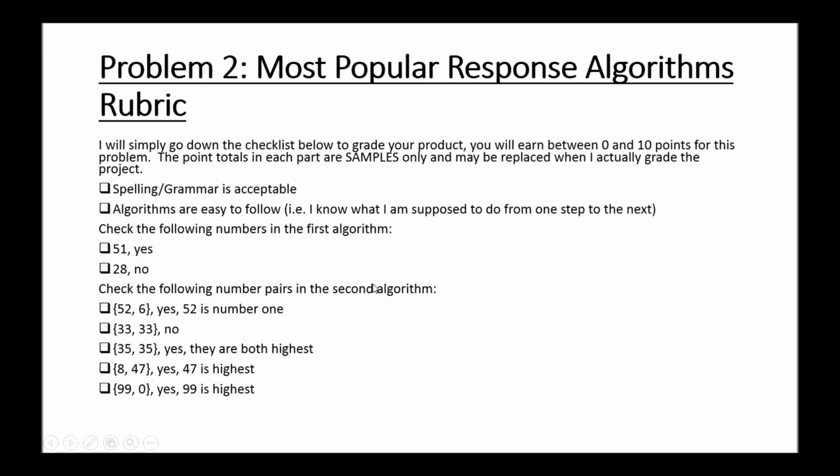And then I'll check some pairs in your second algorithm. For example, 52 and 6. If 52 people agreed and then 6 other people agreed on something else, I know that 52 is definitely the number one response. Let's jump down here to 8 and 47. 8 people agreed and 47 people agreed on something else. 47 is definitely the number one answer, the most popular response, okay? So that's your second one. Write me 2 algorithms. This first algorithm should be short and easy, I think. The second algorithm is actually a little trickier.